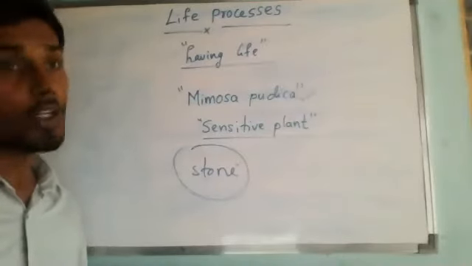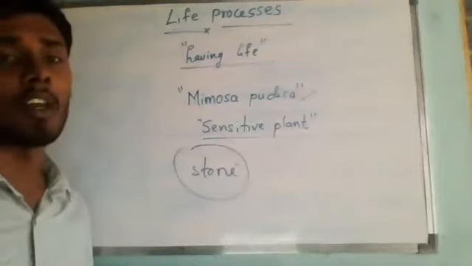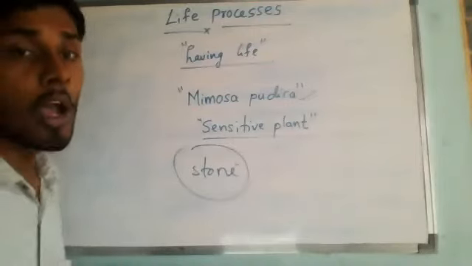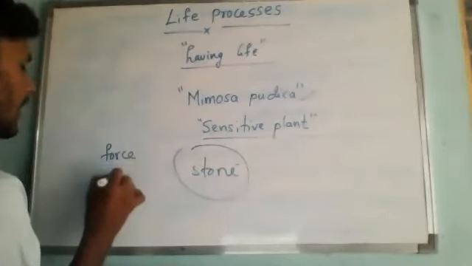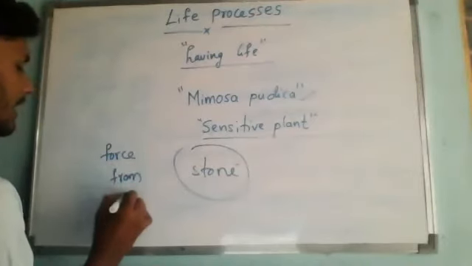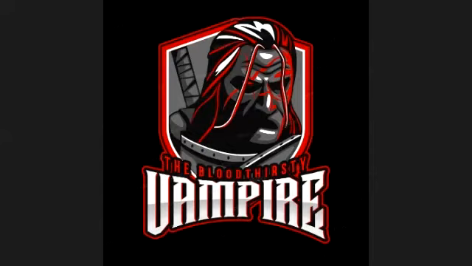Understand? So if you want to observe movement in them, then what should we do? We have to apply force from outside. Applying force from outside means externally. External forces are needed to move them. So that is all about the non-living things.